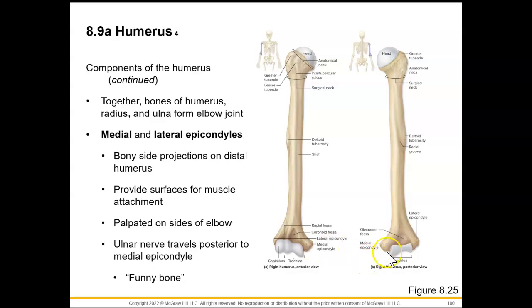We also have this special area called the groove for the ulnar nerve, which isn't labeled here, but it sits right along here, in which the ulnar nerve is going to travel posterior to this medial epicondyle. And when we compress that nerve against our medial epicondyle, we say we hit our funny bone.